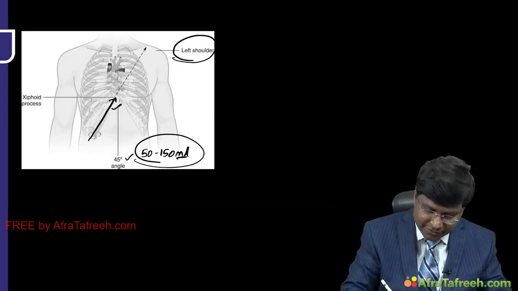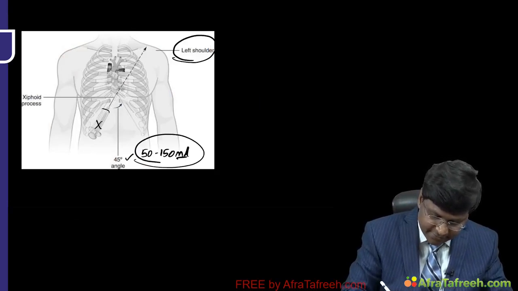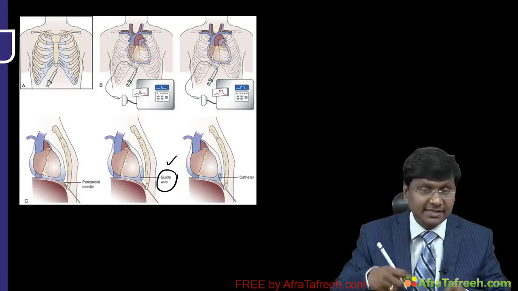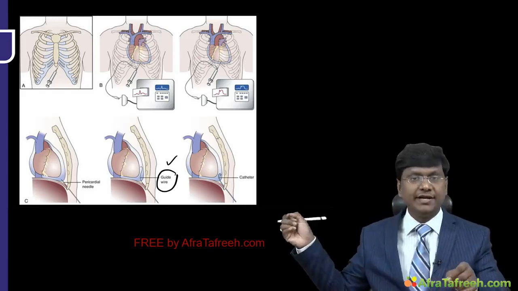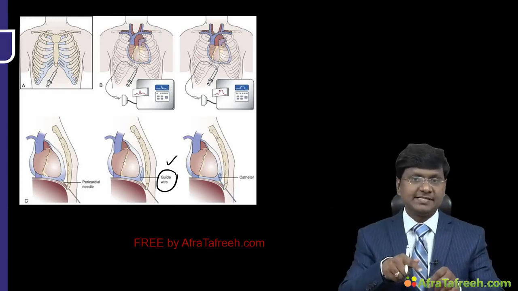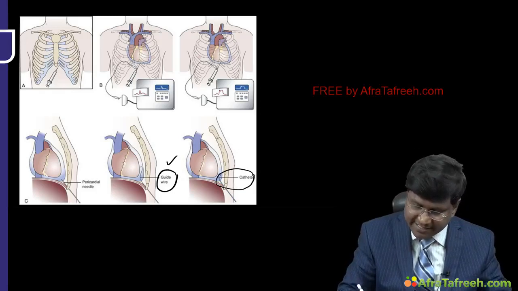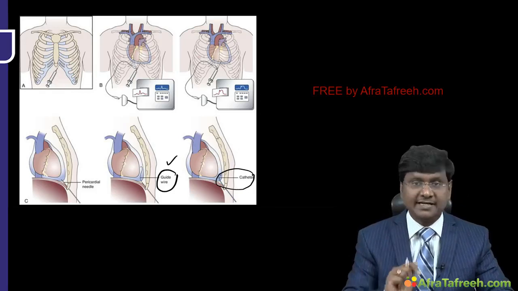You have to take out the plunger. Only the needle will be there. Through the needle, you pass the guide wire, and once you have passed the guide wire, take out the needle. The guide wire is still inside. Onto this guide wire, you pass the pigtail catheter.